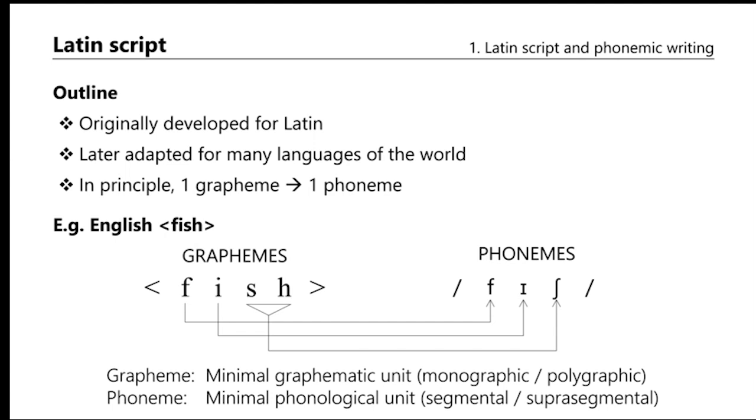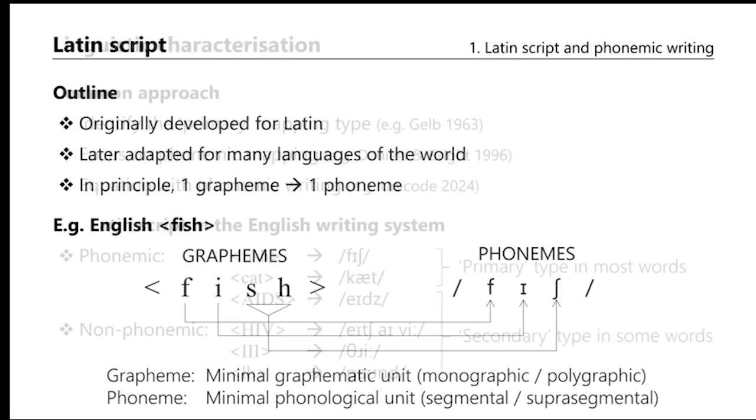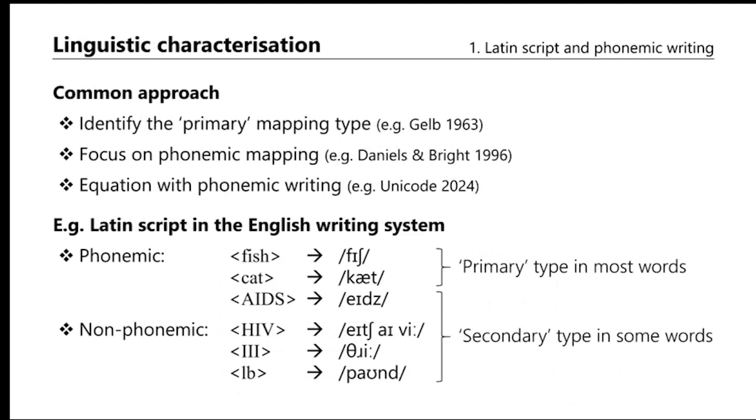So a grapheme is a minimal graphematic unit, which can be either monographic or polygraphic. And the phoneme is, of course, the minimal phonological unit. In English, it's segmental, but in other languages, it can also be suprasegmental. Now, if you look at individual words in English or in whatever Latin-based writing system, we can talk about phonemic mapping. But how about characterizing the script as a whole?